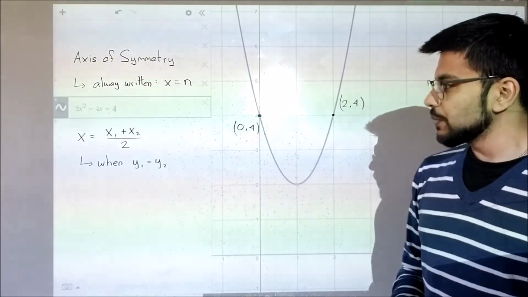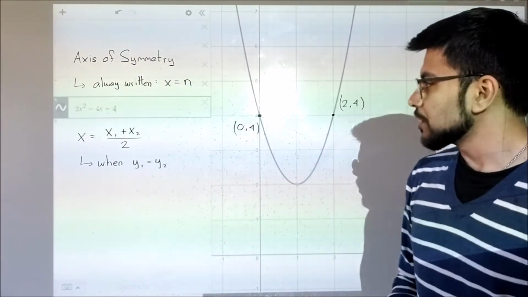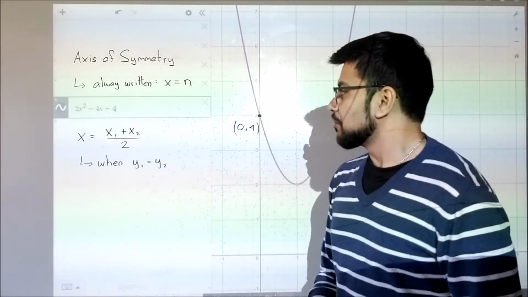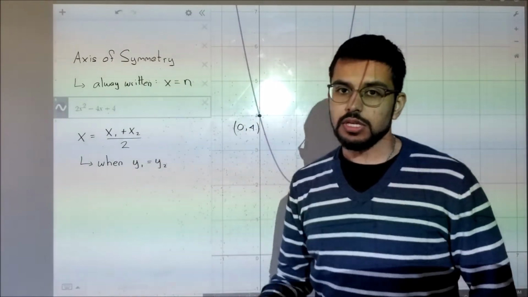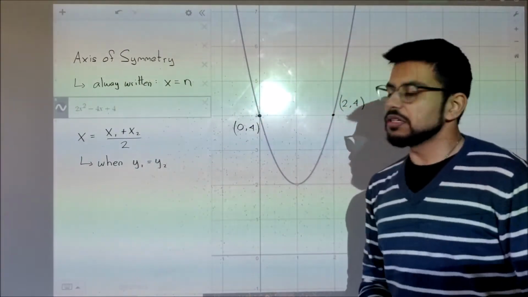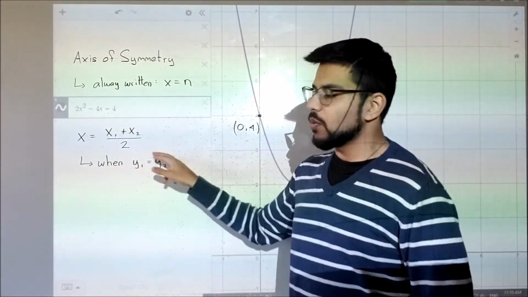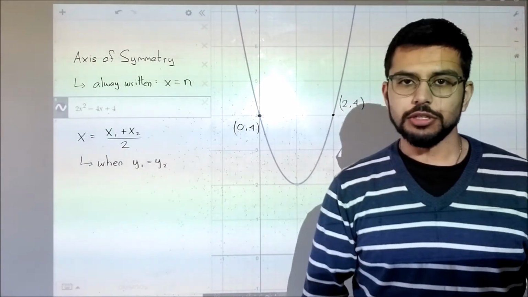So there's an equation that we use to find the axis of symmetry, and it's a pretty simple one. It's x equals, and it's like that because our equation will always be x equals something. So x equals (x1 plus x2) divided by 2. And that's only true when y1 and y2 are equal to each other.